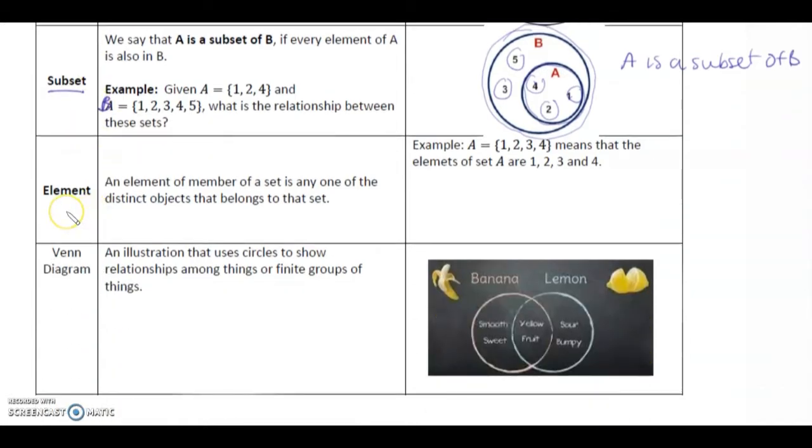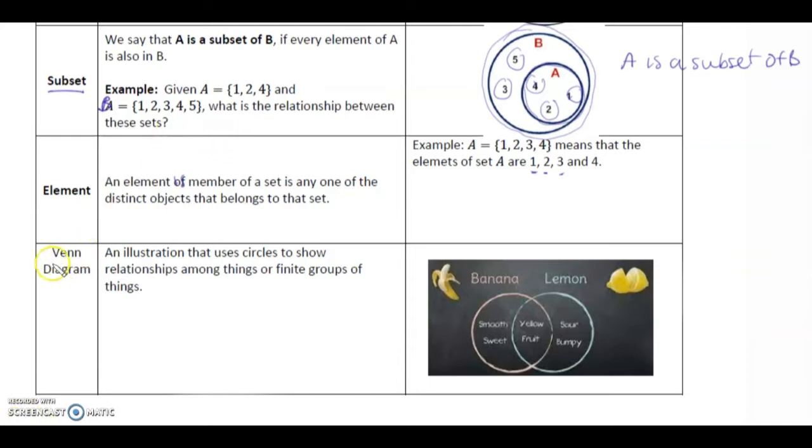Element. An element, or member, of a set is any one of the distinct objects that belongs to the set. For example, if we had the set A, 1, 2, 3, 4, what this means is that the elements of set A are 1, 2, 3, and 4. So there are 4 elements in A.